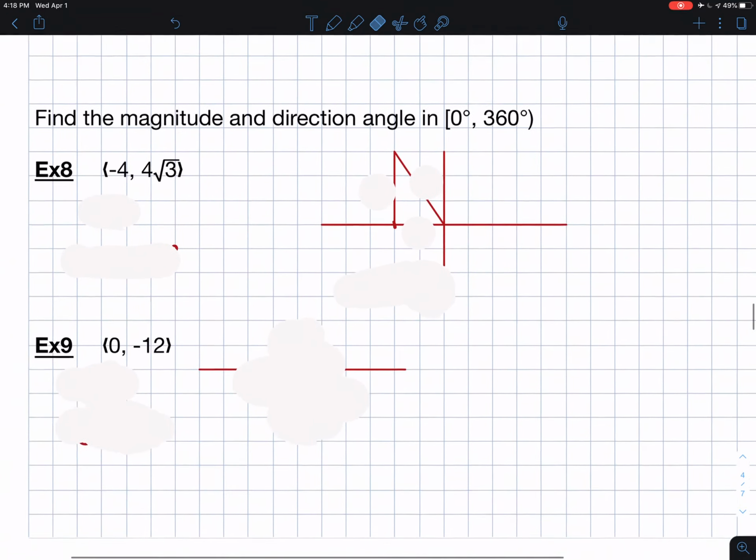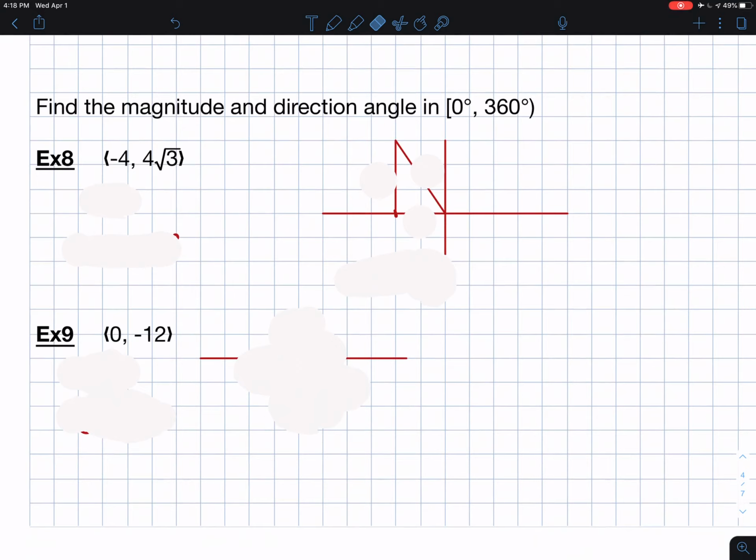Okay. Let's look at example number 8. So again, what do you have? What do you want? In example number 8, you'll notice that I have the legs and I want R's and thetas. Remember that magnitude is R, direction angle is theta. So I want R's and thetas. And in this case, I want my thetas to be in degree mode.